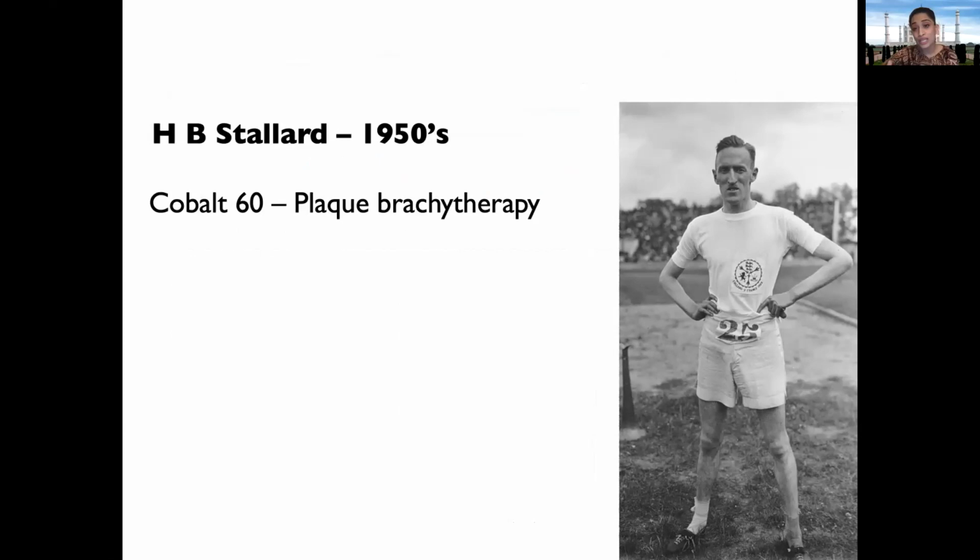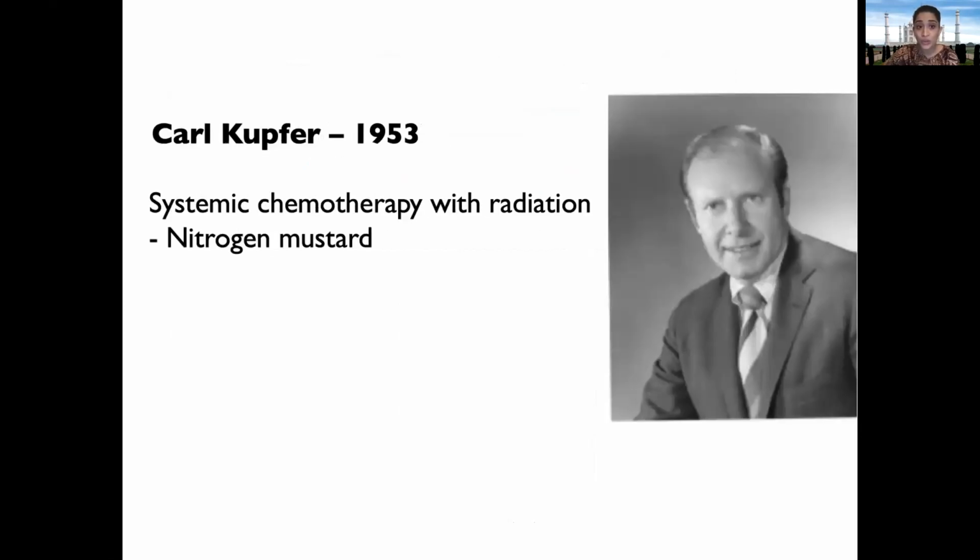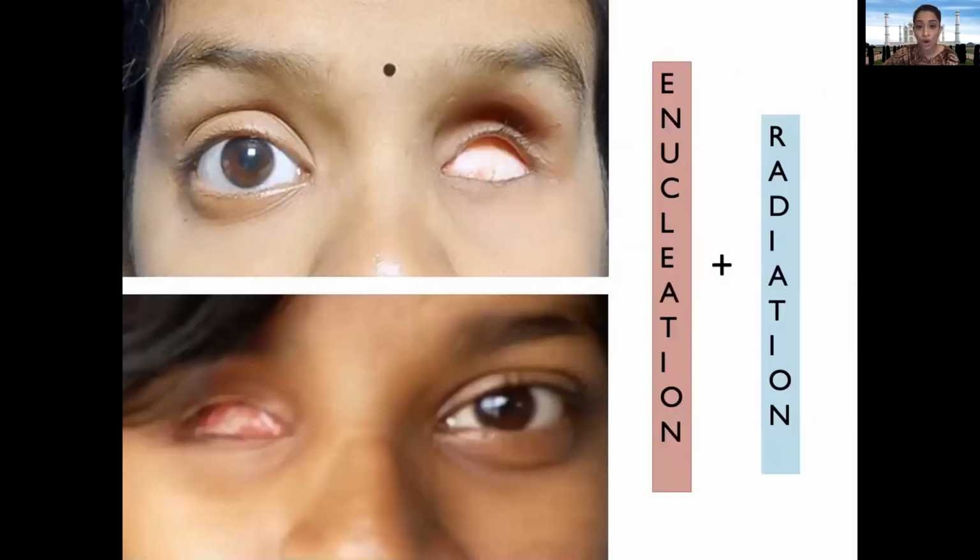Due to the associated systemic side effects of external beam radiotherapy, Henry B. Stallard, who's also an Olympian who participated in the Paris Olympics, introduced cobalt-60 plaque brachytherapy as a management modality in retinoblastoma. Well, it was Dr. Karl Kupfer initially who introduced systemic chemotherapy along with radiation, and that was nitrogen mustard, which was used at that point of time in order to improve the outcome of retinoblastoma.